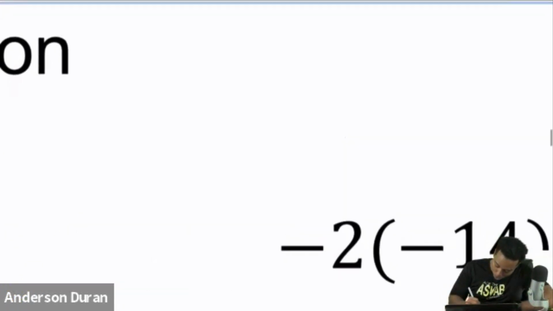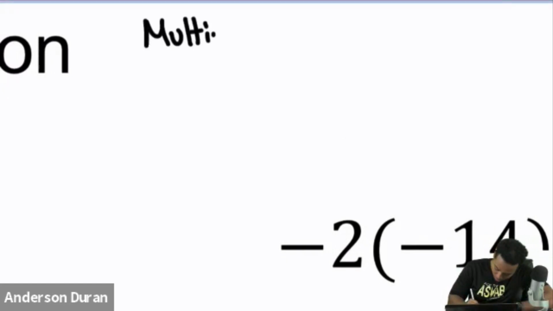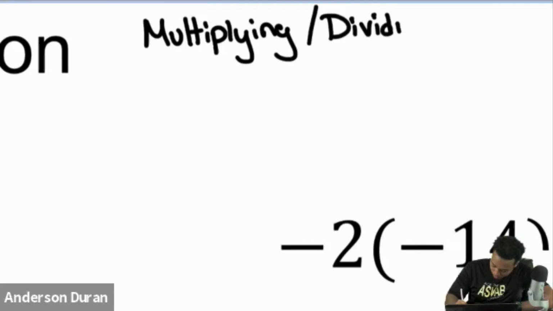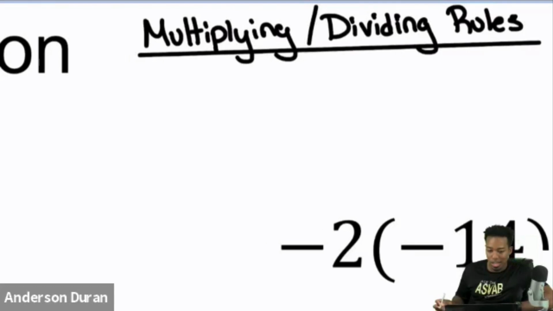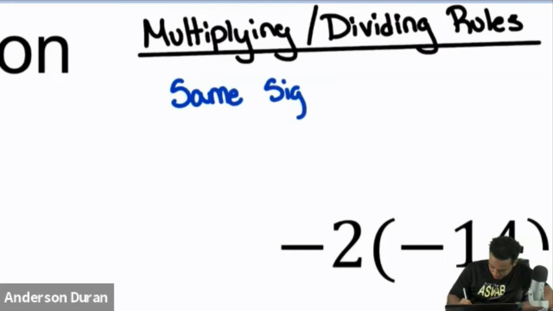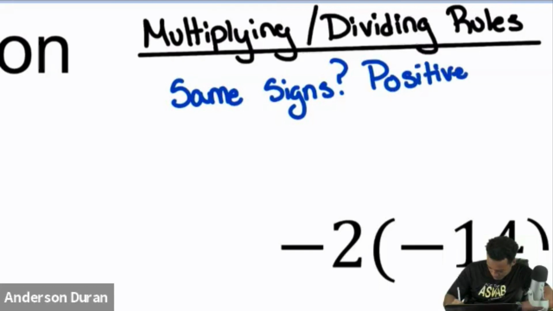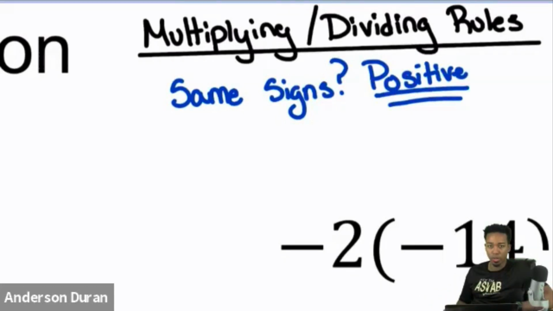Multiplying and dividing rules. Everybody, look, this is all you got to write down. I promise you this. If you have the same signs, same signs, always positive.